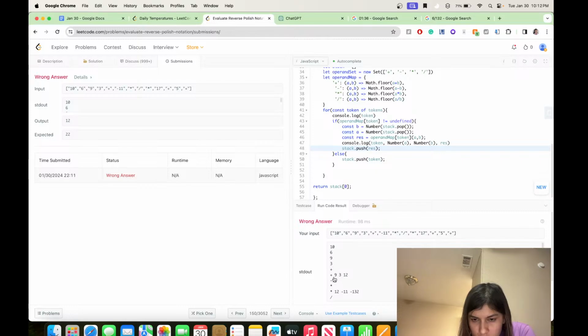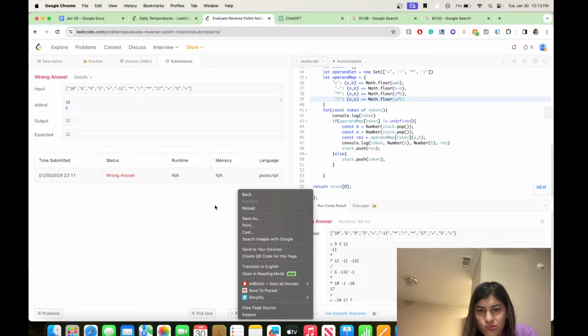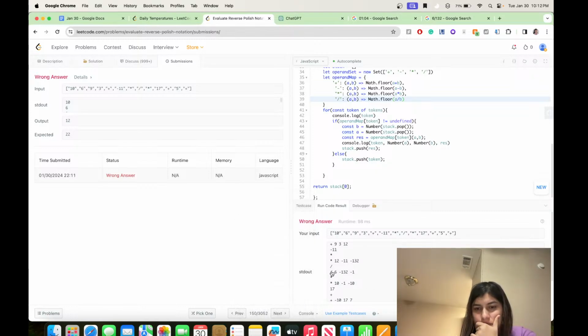And 6 9 3 plus, 19 11 12 minus, 1 multiply, 12 minus 11 and minus 132, right? And divide 6 minus 132 and minus 1. Why is the result minus 1 here? Why is 6 divided by minus 132 minus 1? Here, see? This is where everything is wrong. Why 6 divided by minus 132?